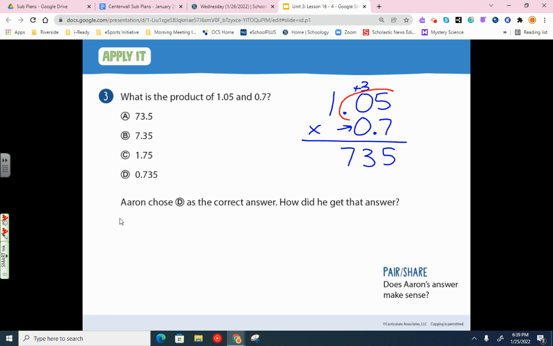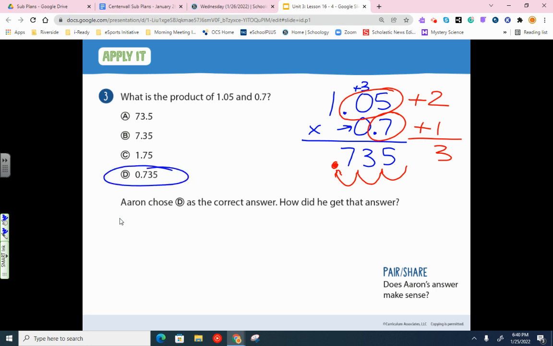Now we have to figure out where to put the decimal. So this is 100, so that's 2 place values. This is tenths, so it's 1, but that's for a total of 3 jumps. 1, 2, 3. So it's 0.735, and that would be D. Now this is tricky. This one kind of threw me too when I read it. It says Aaron chose D as the correct answer, so I was already prepared to be like, well, wait, that is the correct answer. How did he get the answer? He multiplied correctly.